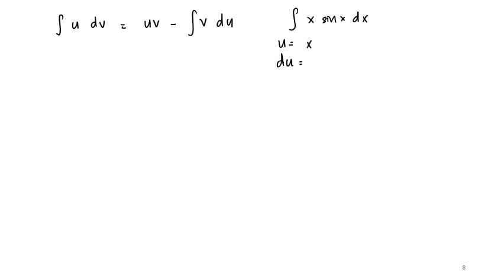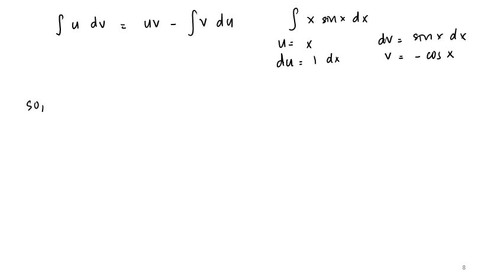Right, so for method 2, we're going to use the formula in terms of u and v. So integration of u with respect to v equals uv minus integration of v with respect to u. So our original problem is to integrate x sine x with respect to x. So now our u is x, so du equals 1 dx, and our dv is sine x dx, so our v is negative cos x.